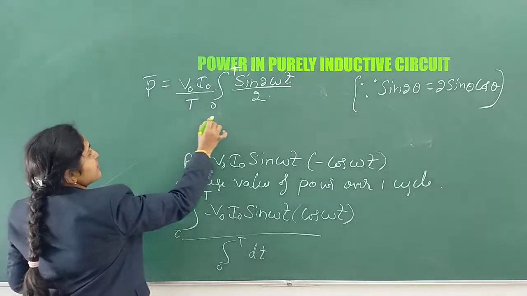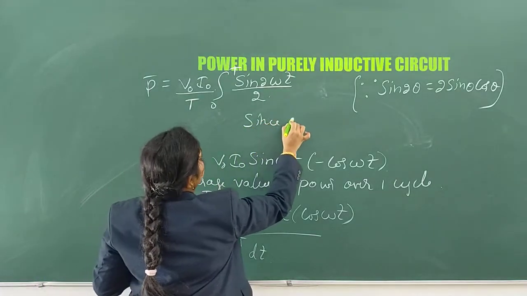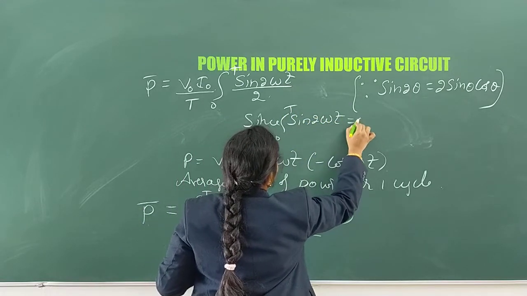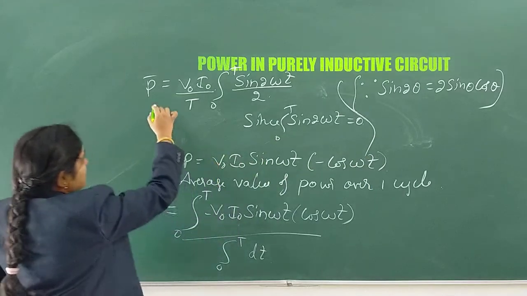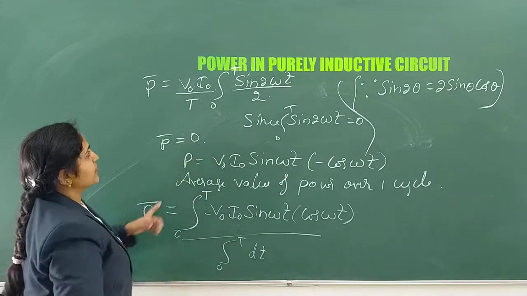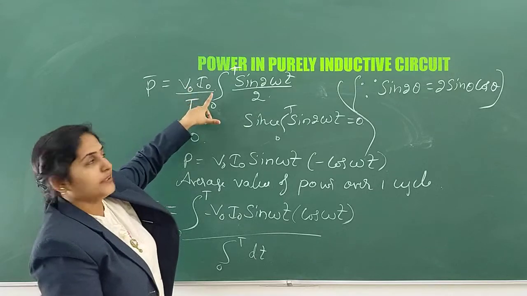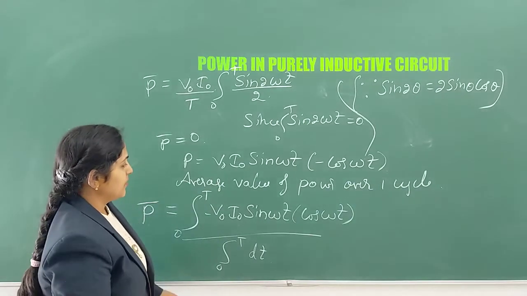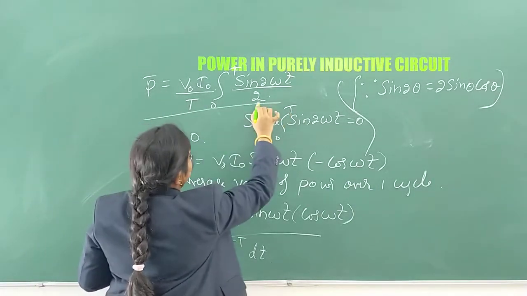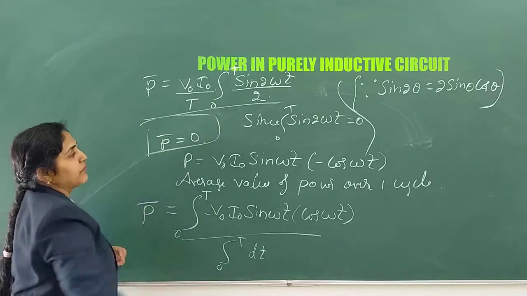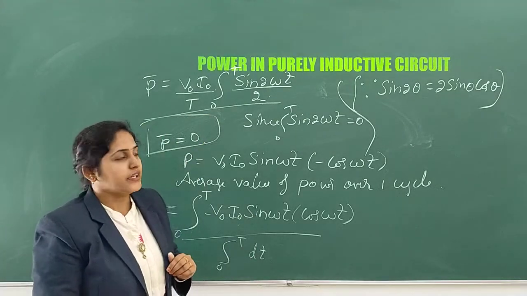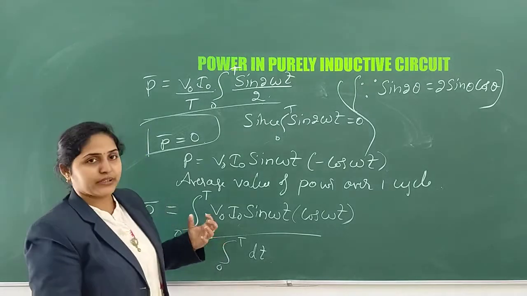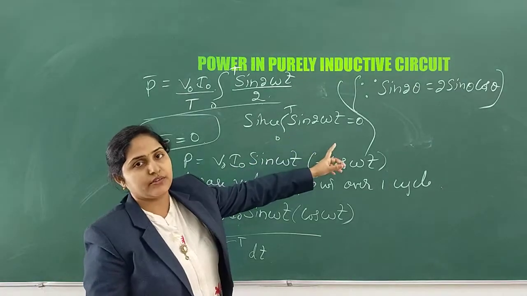Since the integration from 0 to T of sin 2 omega t equals 0, this average P becomes 0, because it becomes V naught I naught by 2T into 0, which is 0. So this is the average power dissipated for one complete cycle in a pure inductive circuit. The reason it becomes 0 is that the integration of sin 2 omega t is always 0.